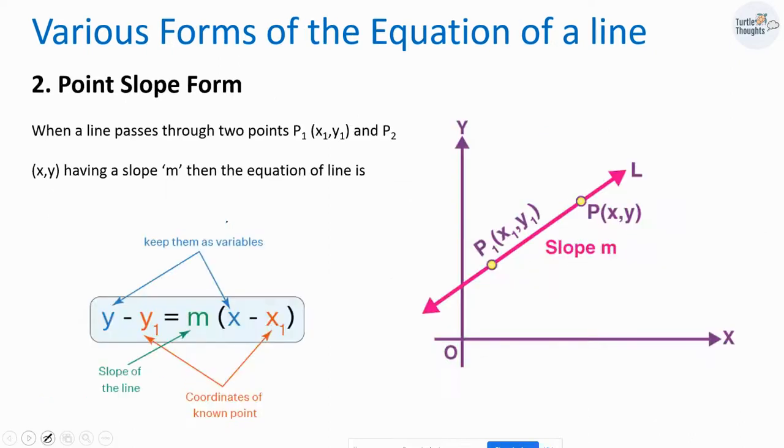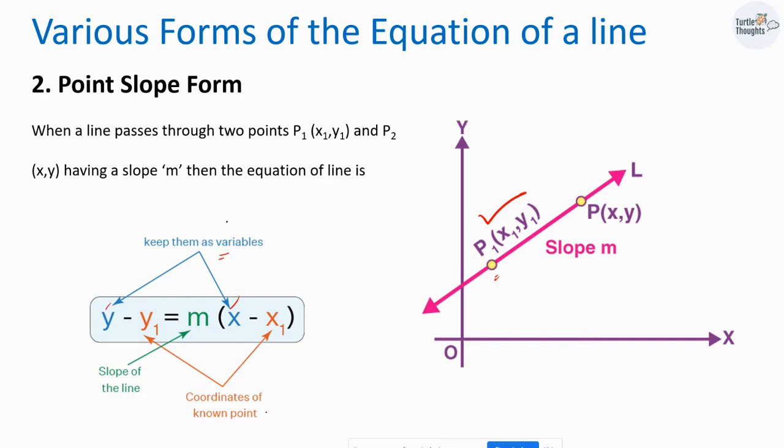We will move to the second form, that is called point slope form. Whenever we have a line passing through 2 points P1 and P having a slope m, then the equation of the line can be written as y minus y1 is equal to m multiplied by x minus x1. Here x1 and y1 will be given in the question or will be known. However, x and y should be kept as they are. So I have mentioned here x and y should be kept as variables.